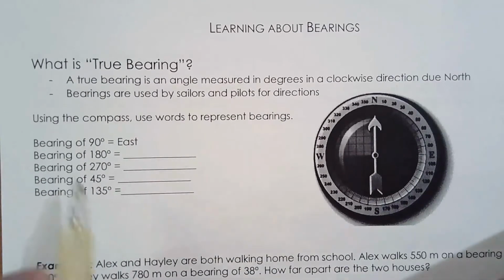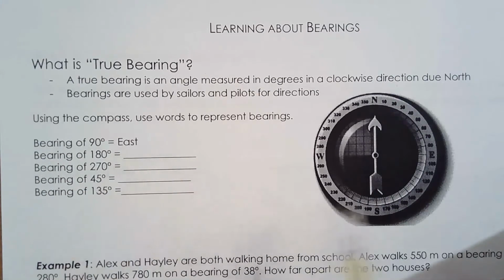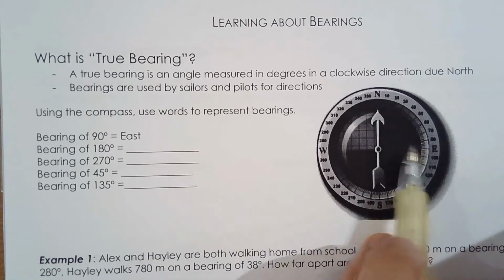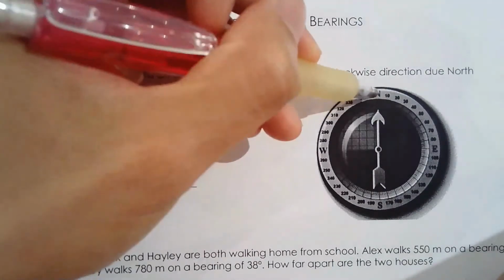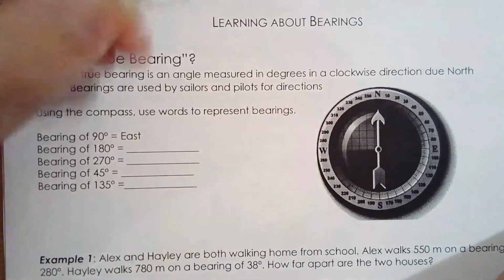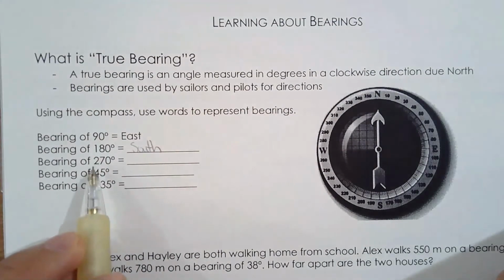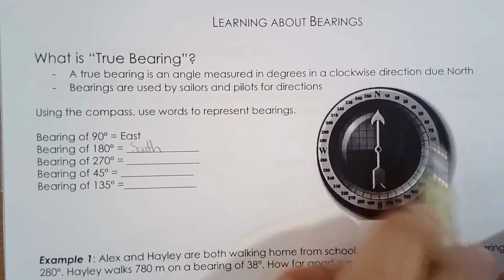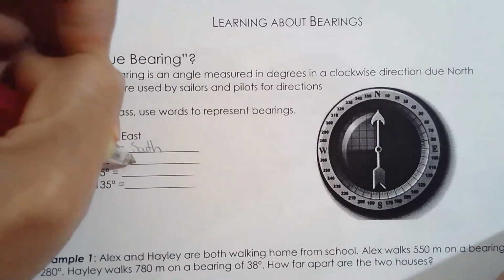So the key idea is you start north and you rotate clockwise. For example, the bearing of 90 degrees is east, right? Because you start at north and you go 90 degrees and you'll be pointing in the eastward direction. Now what about a bearing of 180 degrees? 180 degrees means you're pointing south. What about 270? 270 would be west, right? 90, 180, 270. So it's west.